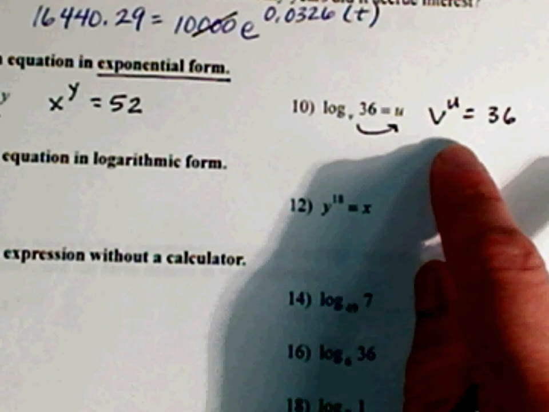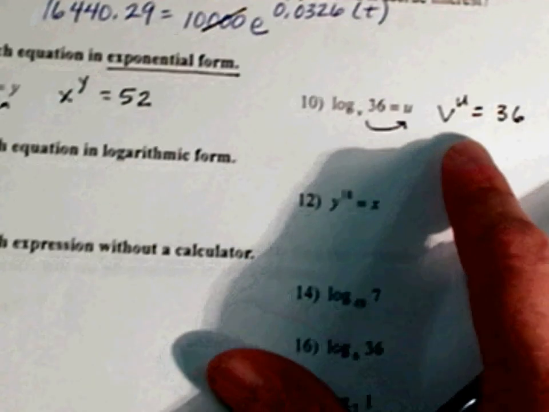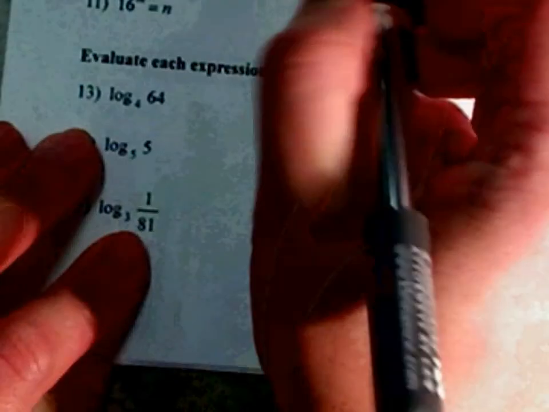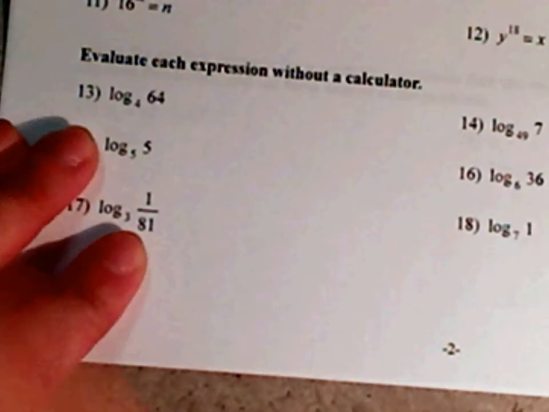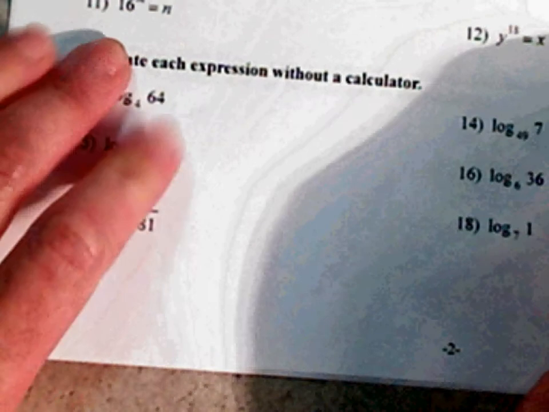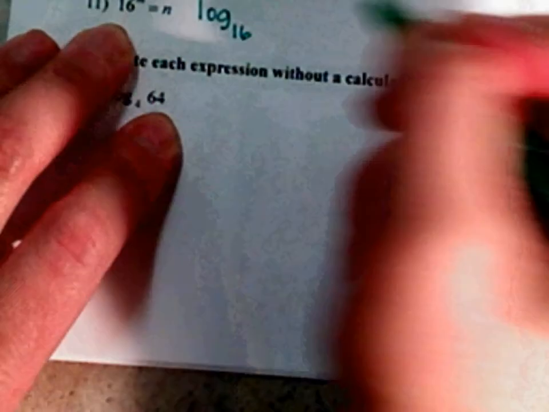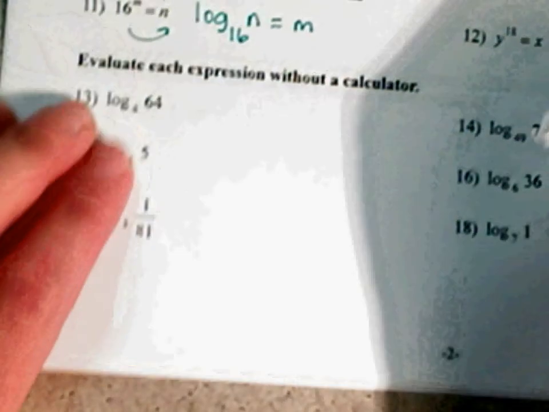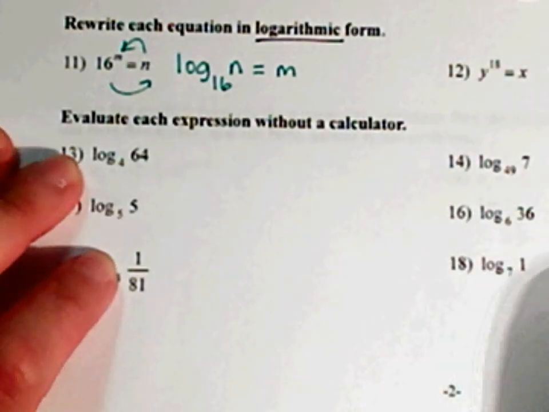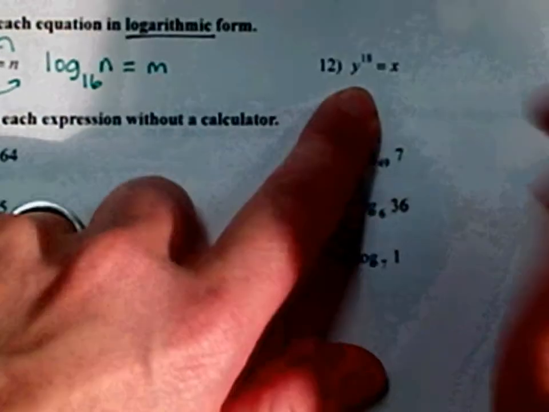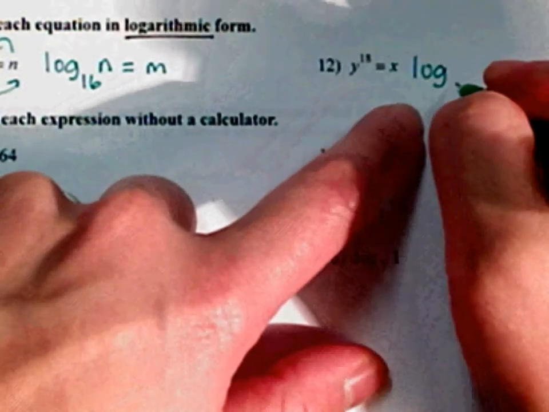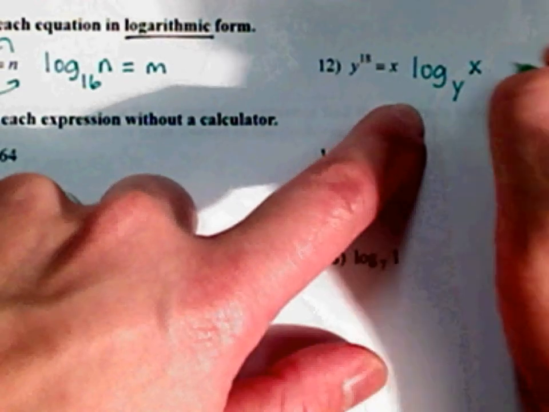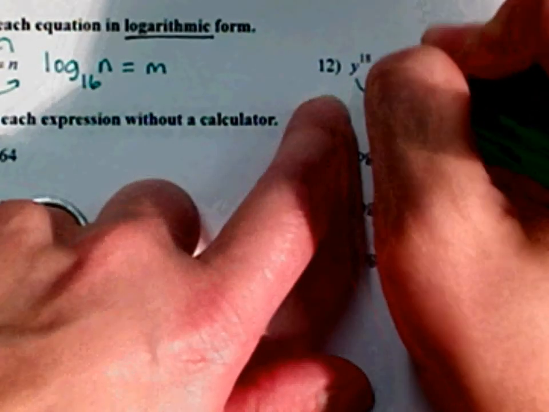11 and 12. We write it in log form. Well, I'm going in reverse, right? So, I'm going to take the log base 16 of n is equal to m. I'm sorry, guys. Okay. Number 12, log base y of x is equal to 18. You guys see that right there? See how you just keep doing that rotation.